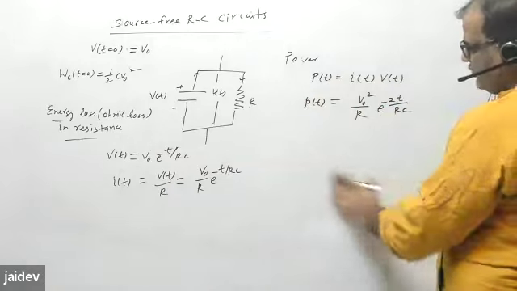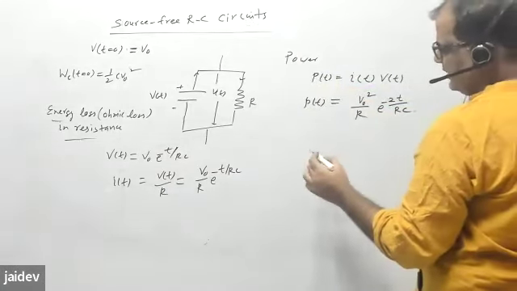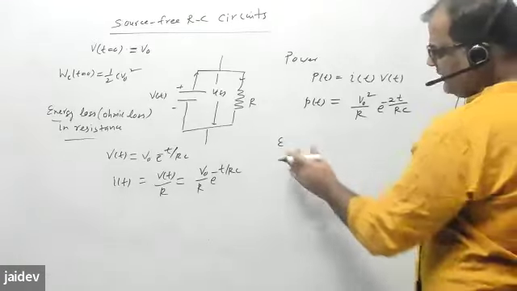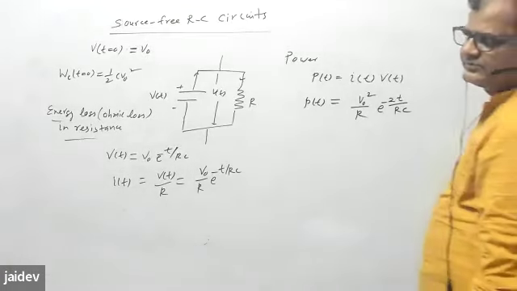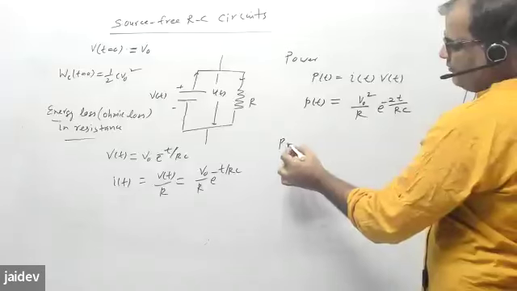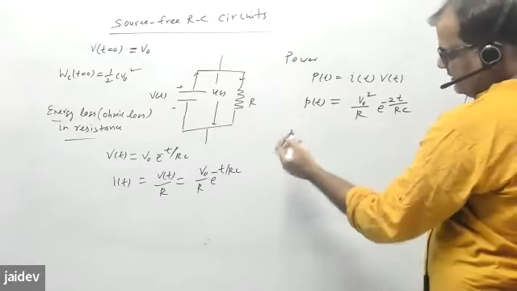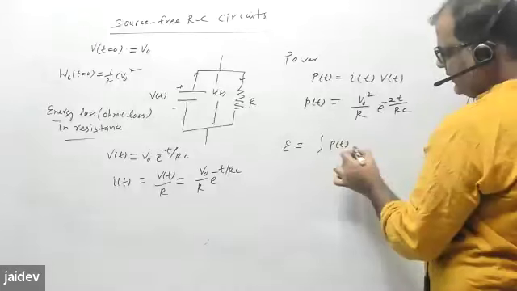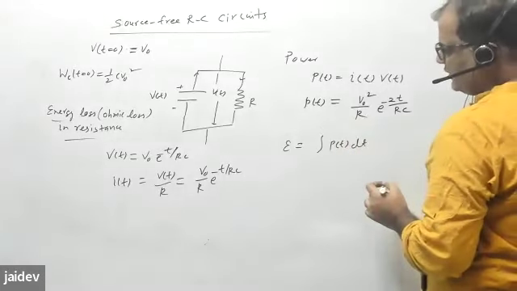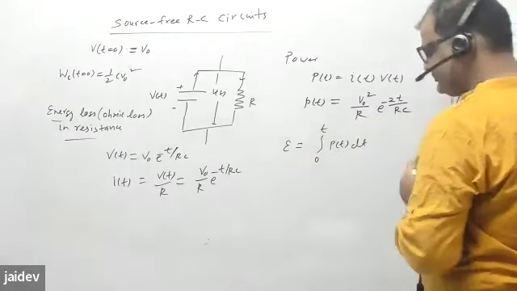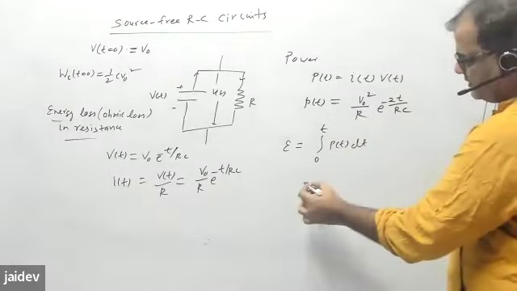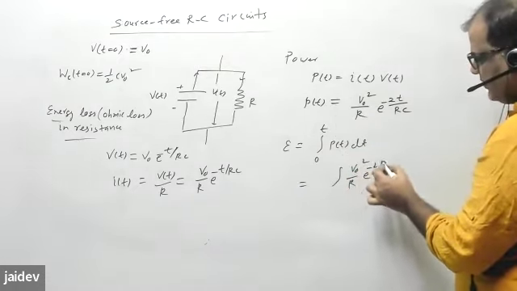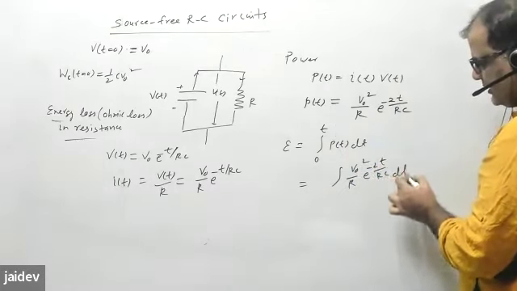Now you want the energy loss. So what will be the energy loss? Tell me, what is the relation between energy and power? Power is energy per unit time. So if I want to find energy, that will be the integral of P(t) dt. Energy loss from time 0 to time t. Put the value here. So this will give you V naught square upon R, e power minus 2t upon RC dt.